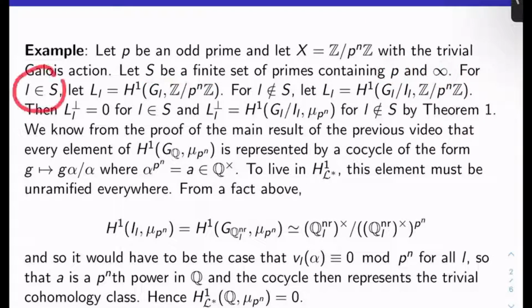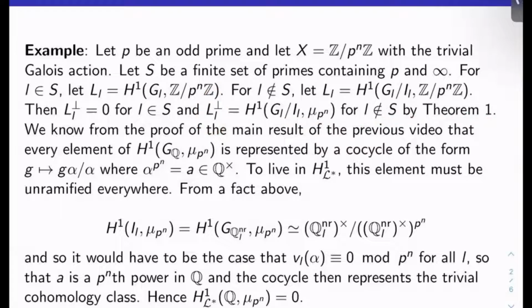For l in S, let L_l be H^1 of G_l, Z mod P to the N Z. For l not in S, let L_l be H^1 of G_l mod I_l, Z mod P to the N Z. Okay, then L^perp_l is 0. It's trivial for l in S. And L^perp_l is H^1 of G_l mod I_l, mu_{P^N} for l not in S, by Theorem 1 from a previous video.